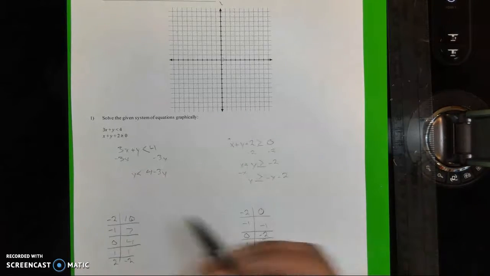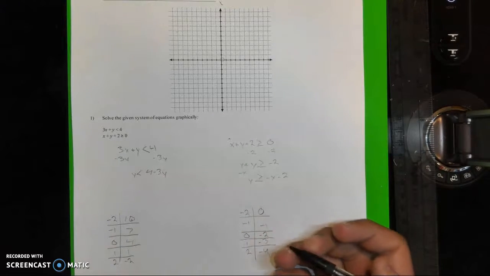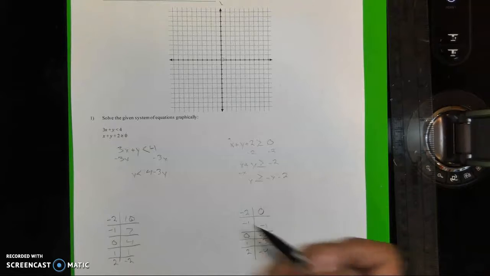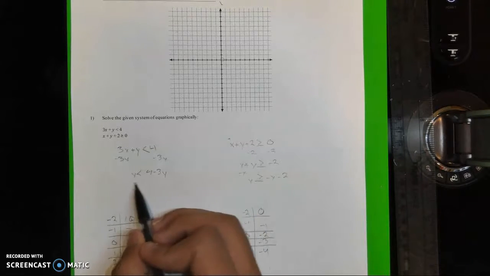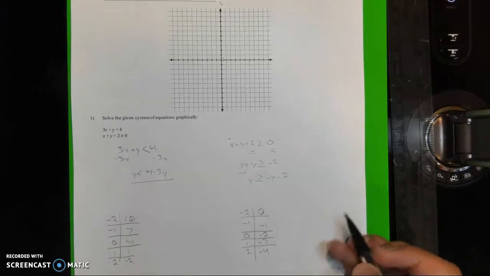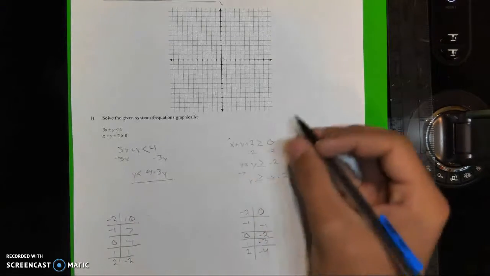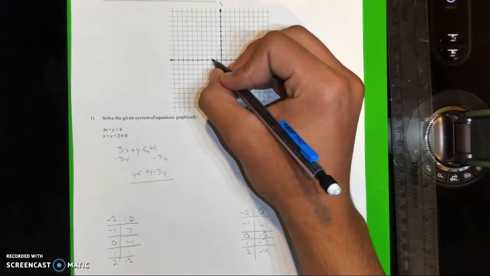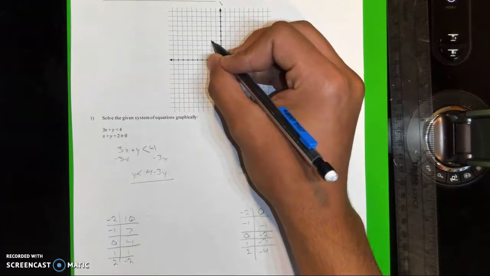Now I already have the points listed here, but you could always use your graphing calculator to figure them out, or you just plug them in. So negative 2 in this equation would give you 10, the negative 1 would give you 7, and so on. Then after that you're going to plot each point. So negative 2, then you go up 10.